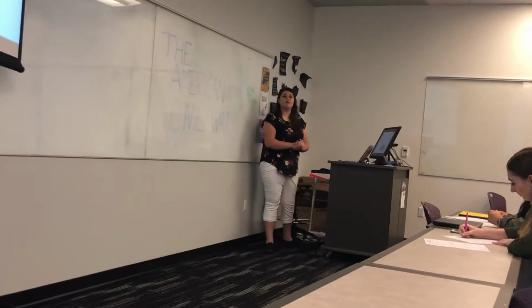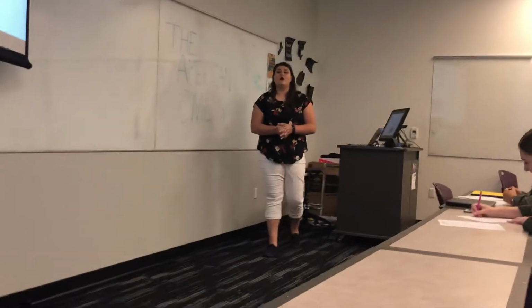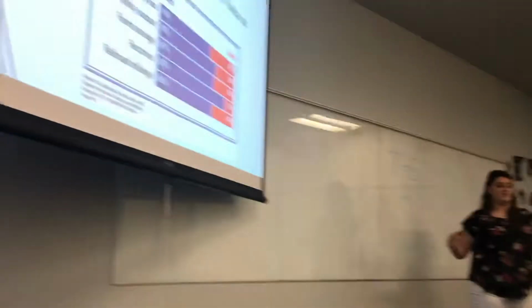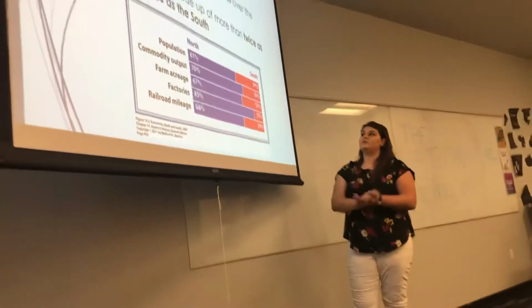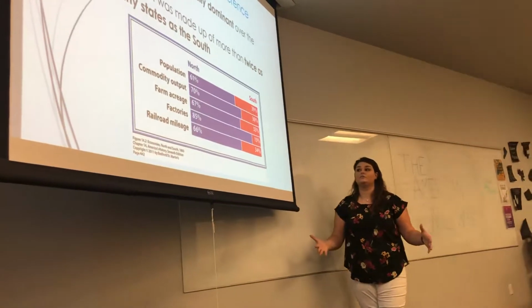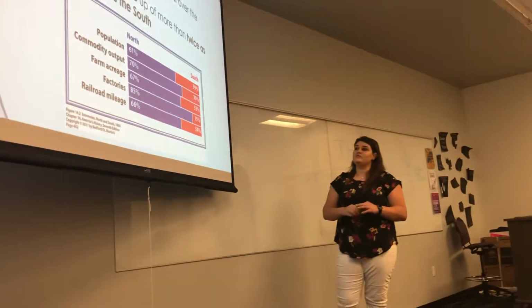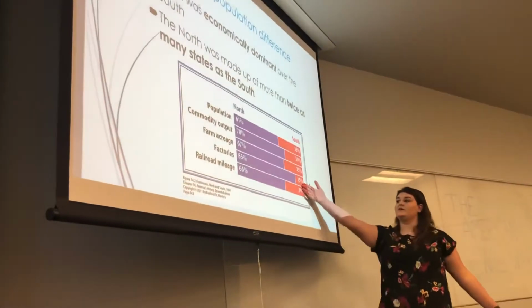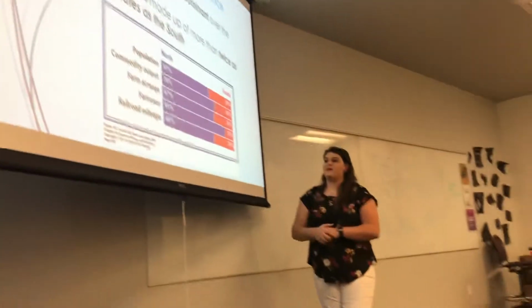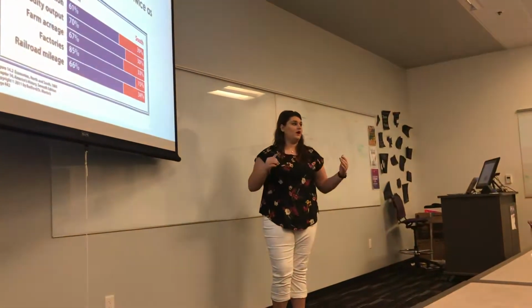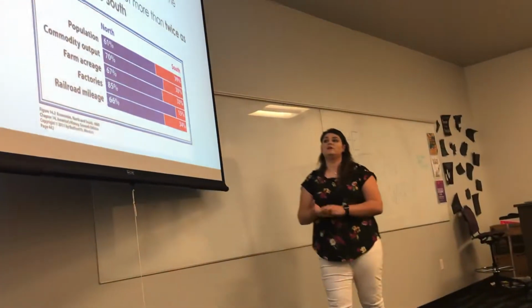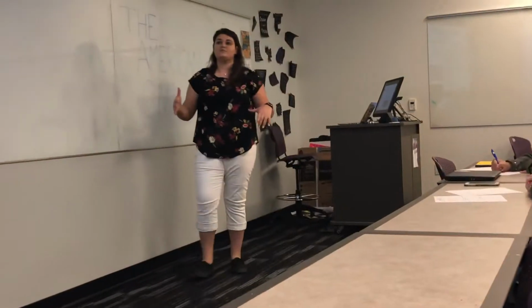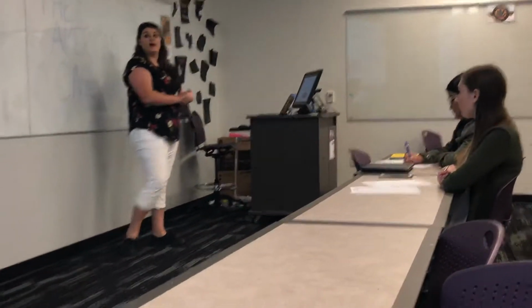Okay, and so now going into the size and population difference, the North was economically dominant over the South, and this is purely based on size. So if you look here at the population, the North had a far greater population size compared to the South, and this was also seen in the factories, and that played a role in their economies as well as the railroad mileage. And also the North was made up of more than twice as many states as the South.